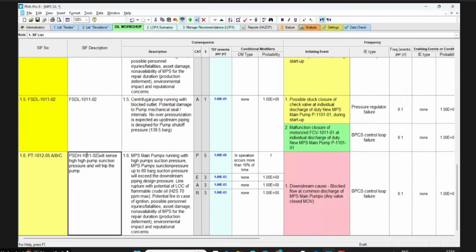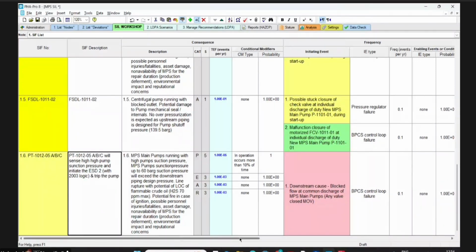This PT will sense high pressure and will initiate SD2. This is correct, right, Roman? Yes, and tripping the pump. And trip the pump, okay.